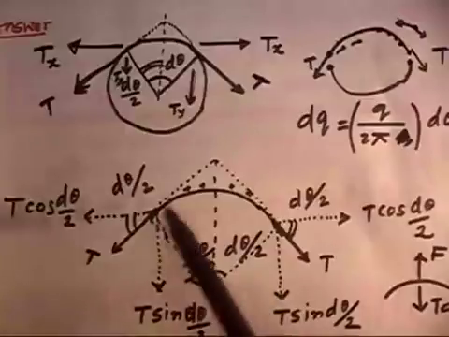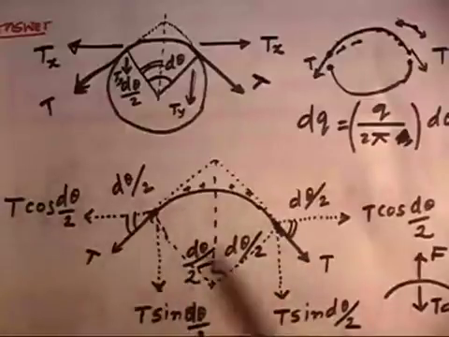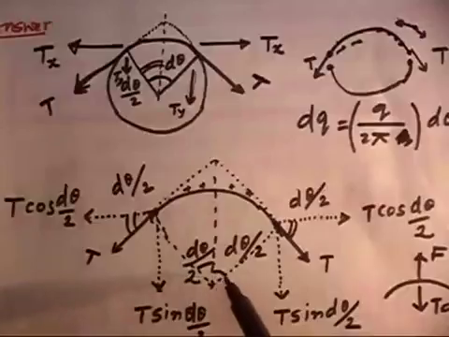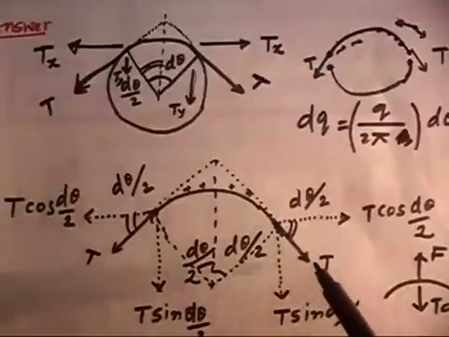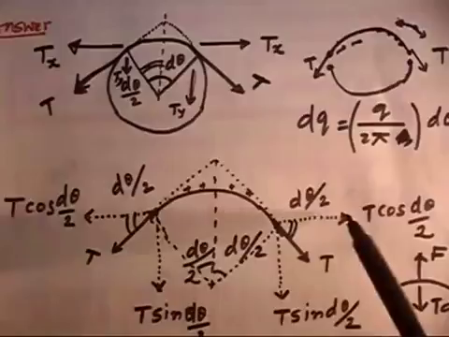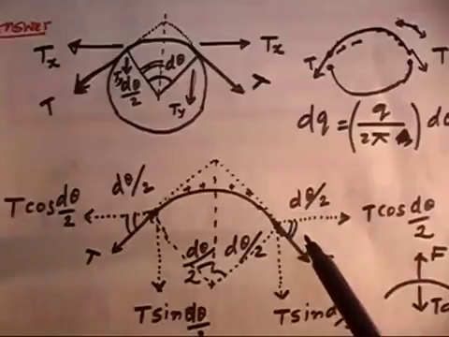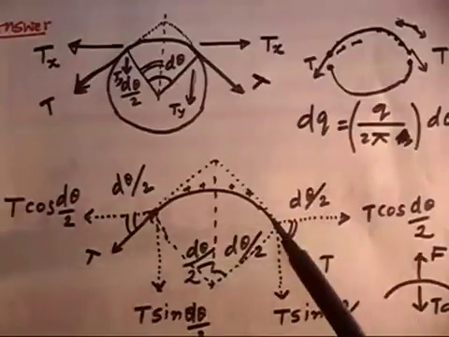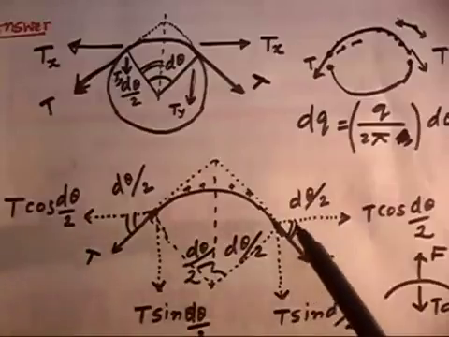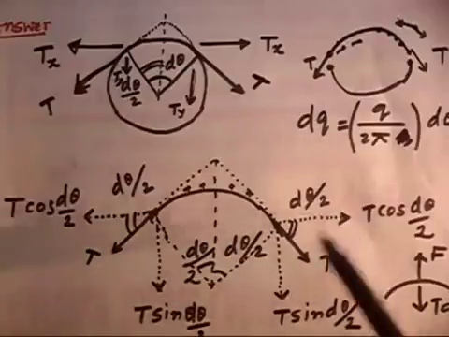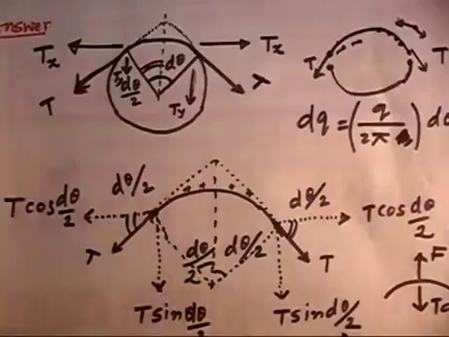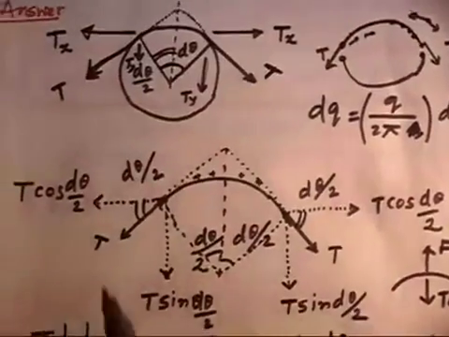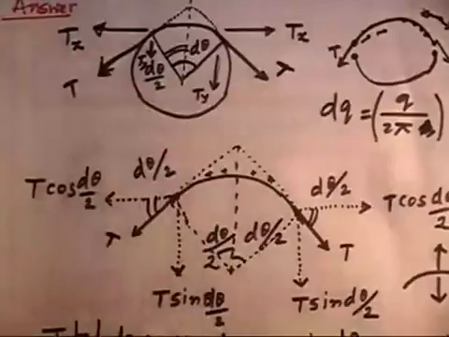If you see this section, there is a tension, this side also tension, and this angle is d theta by 2. Now this line is perpendicular to this line, and this line is perpendicular to this line. So this angle has to be d theta by 2, because the angle between lines equals the angle between their perpendiculars. So this component is T cos d theta by 2, and this side you have a component T sin d theta by 2. Again same thing, this side you will have T cos d theta by 2 and T sin d theta by 2.